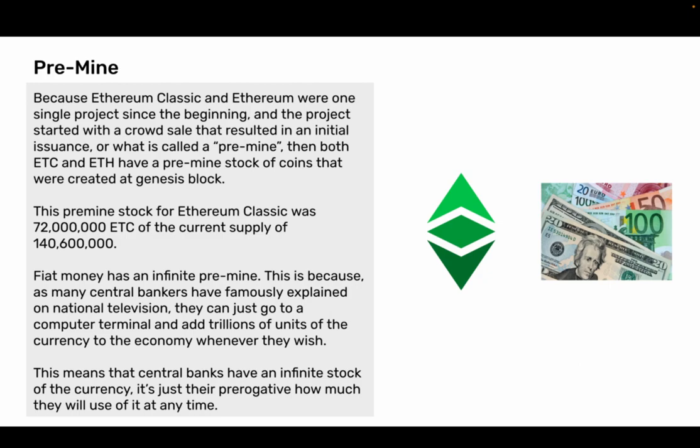Fiat money has an infinite pre-mine. This is because, as many central bankers have famously explained on national television, they can just go to a computer terminal and add trillions of units of the currency to the economy whenever they wish. This means that central banks have an infinite stock of the currency. It's just their prerogative how much they will use of it at any time.